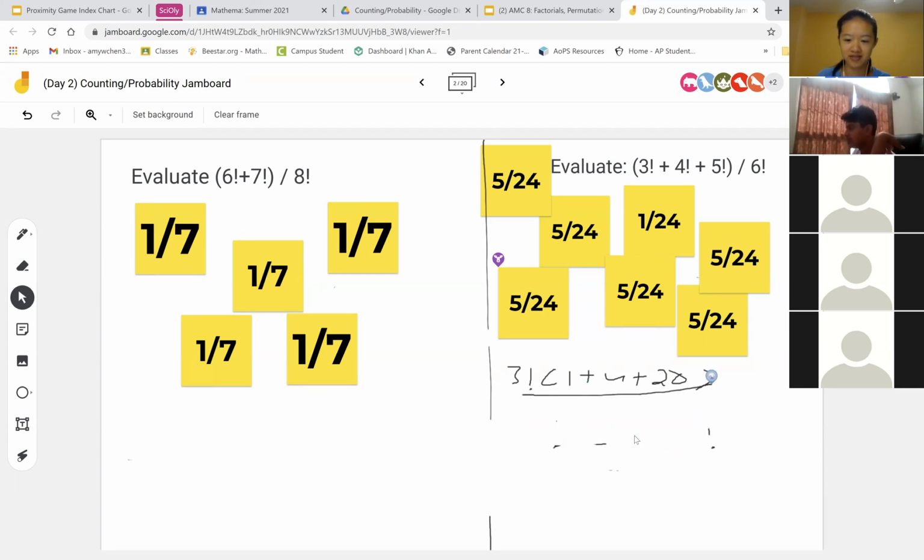Okay, over 6 factorial. So if we cross this out and this out, we get 4 times 5 times 6, which is just 120. So you get 25 over 120. And when we simplify, we can just cross out 5, so we get 5 and then 24. So our answer is 5 over 24.